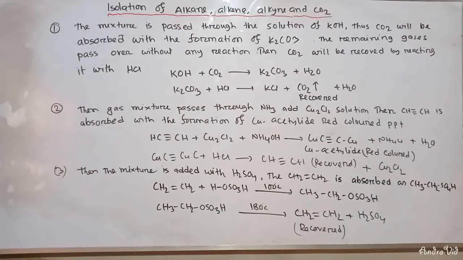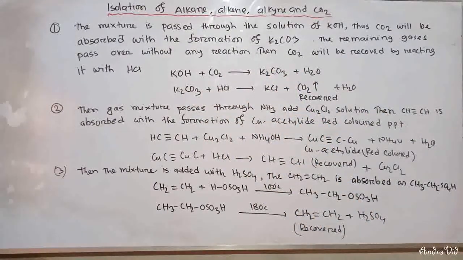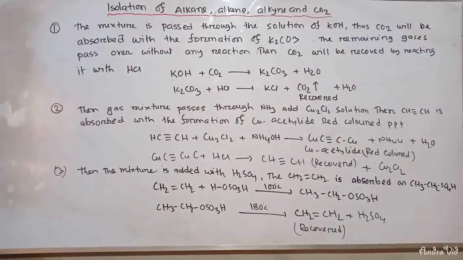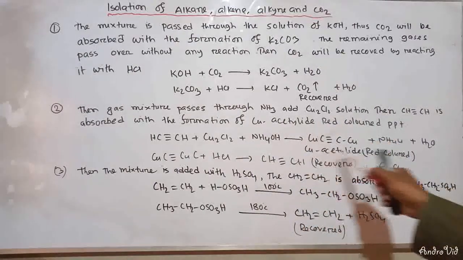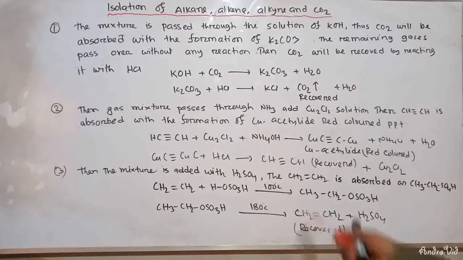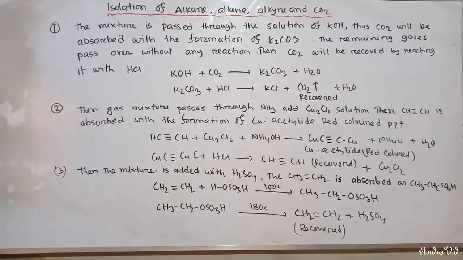To absorb carbon dioxide, potassium hydroxide is used, potassium carbonate is produced, and by using hydrochloric acid carbon dioxide is recovered. To absorb acetylene, ammoniacal cuprous chloride is used, producing this precipitate, and later hydrochloric acid is used to recover acetylene again. In this way carbon dioxide is separated, acetylene is separated, and to separate ethene, sulfuric acid is used.